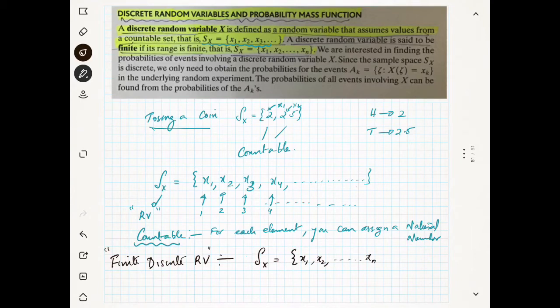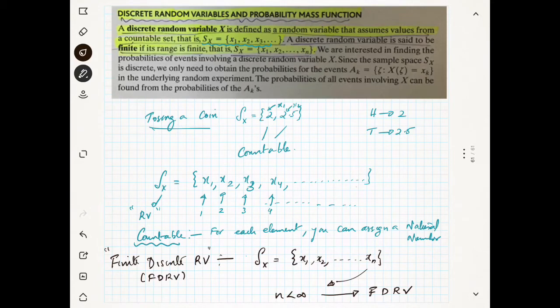Up to xn, that means the number of elements is limited. The number of elements n is less than infinity, you can say. If this is the case, then we will say it is a finite discrete random variable. Okay, that is a finite discrete random variable.